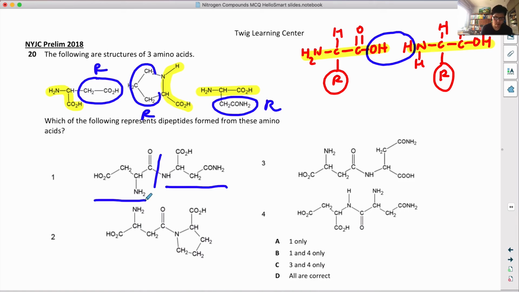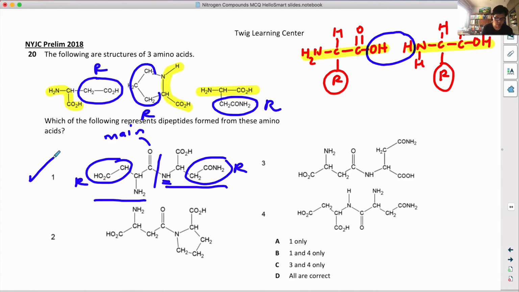So if you studied this properly, you'll notice that this is fine. This part came from the main chain. The COH came from the main chain because this is the R group, right? This is R group. So the R group is over here for the other molecule, right? So this was originally the NH2 from the main chain. So this is definitely correct.